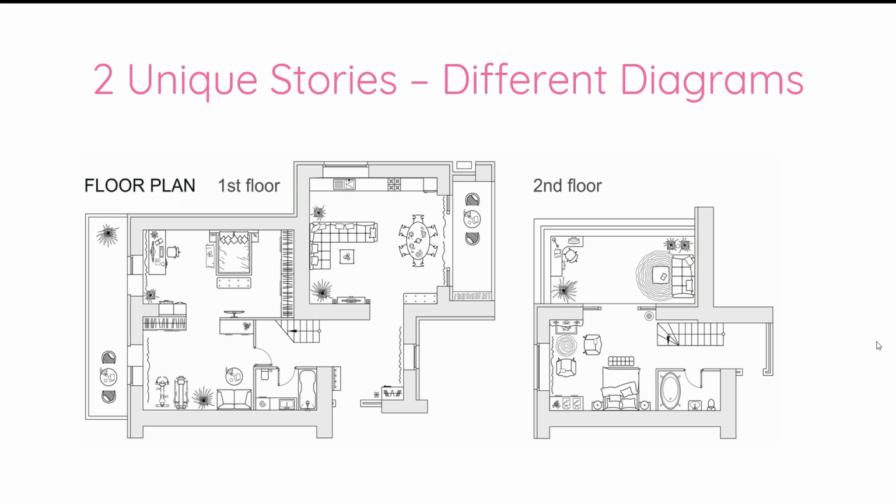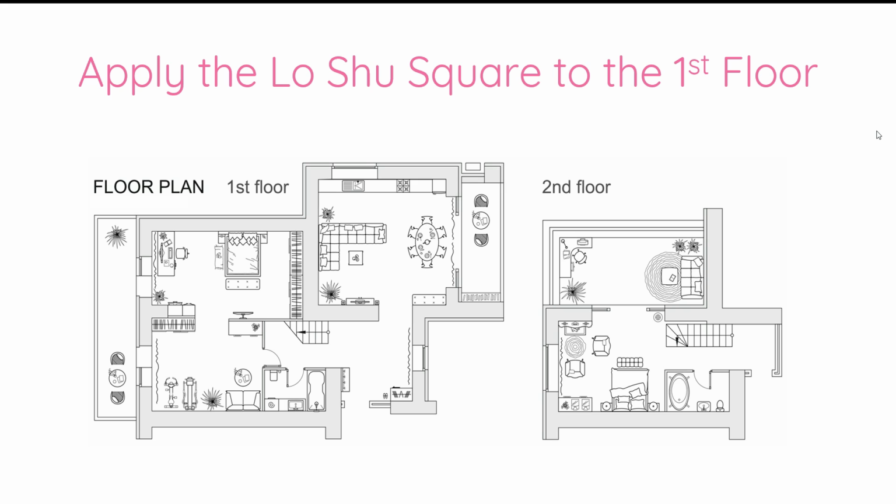What we want to do is take the first floor and apply the Loshu square. Now the Loshu square is a tic-tac-toe grid that's very much like the bagua, the eight-sided octagon that is the feng shui map. But instead we're going to make it into a square because, well, we don't live in octagons. We live in squares. And it's just a lot easier if we can apply a square shape to our homes rather than an octagon. So let's talk about how to do that.